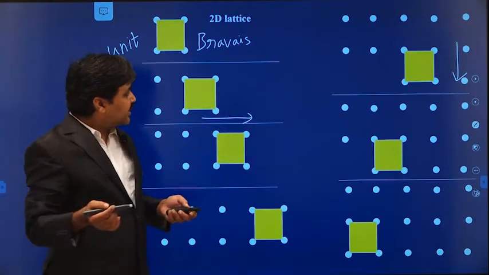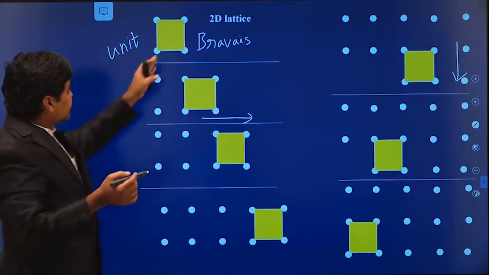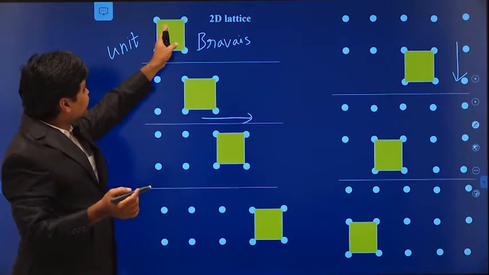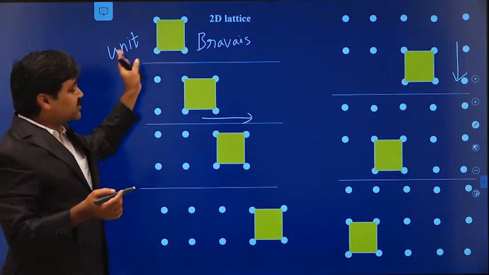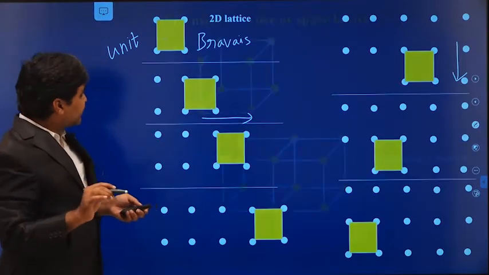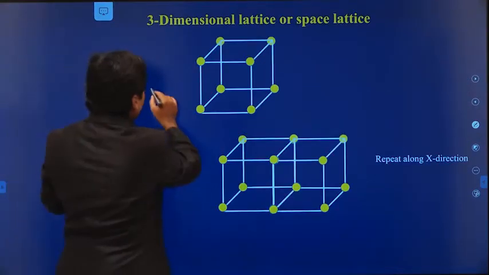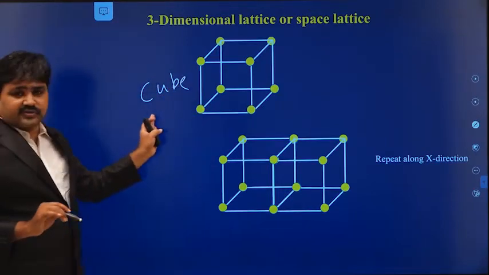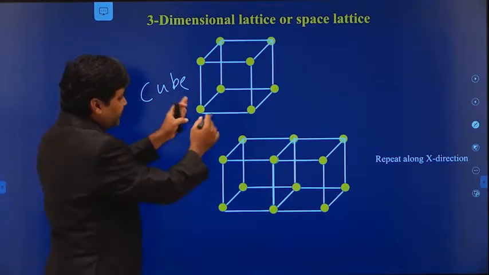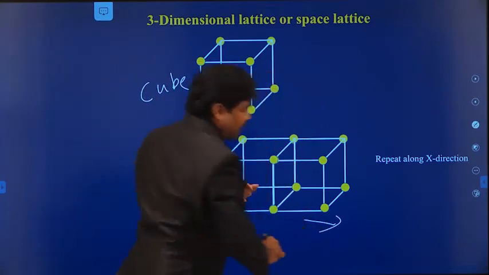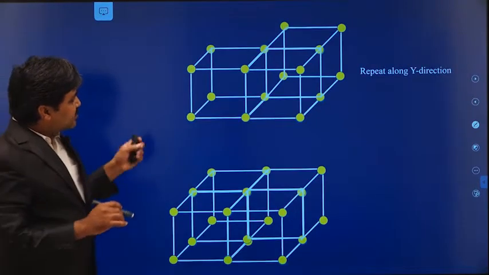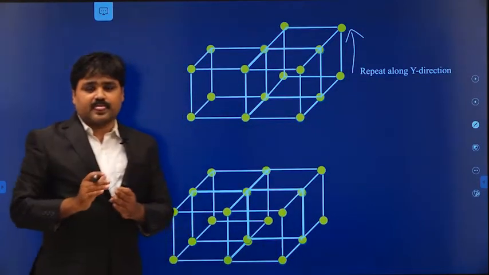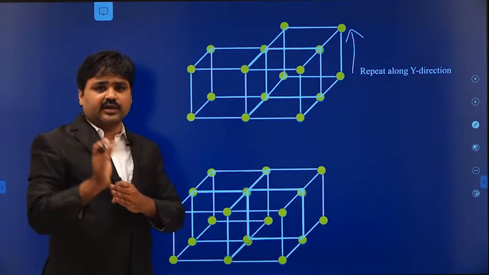So this is the way to get the crystal structure. The smallest unit cell for the two-dimensional lattice is the square. In the case of one dimension, it is the line. In the case of three dimensions, it is the cube. The cube becomes the unit cell for the three-dimensional lattice. If you repeat this along the x direction, you can generate lattice points, and also along the y and z directions.